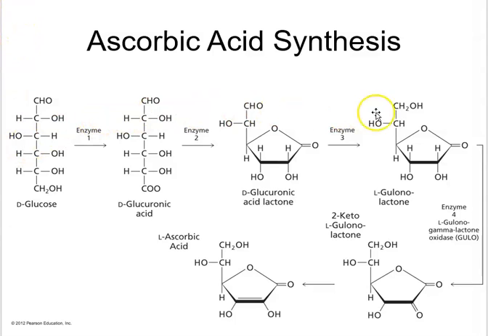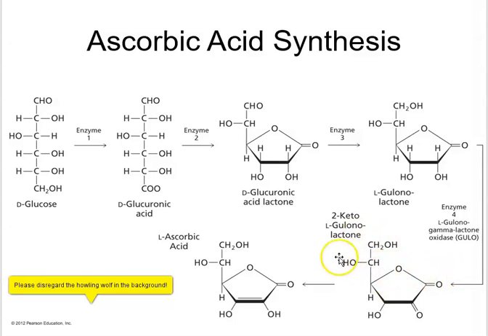This is the process that some animals are able to use to make L-ascorbic acid, that vitamin C, that we're not able to make. We're missing the GULO gene; the GULO enzyme is missing in humans, so we actually can't make it. This is the gene that we're missing, going from L-gulonolactone to keto-L-gulonolactone.